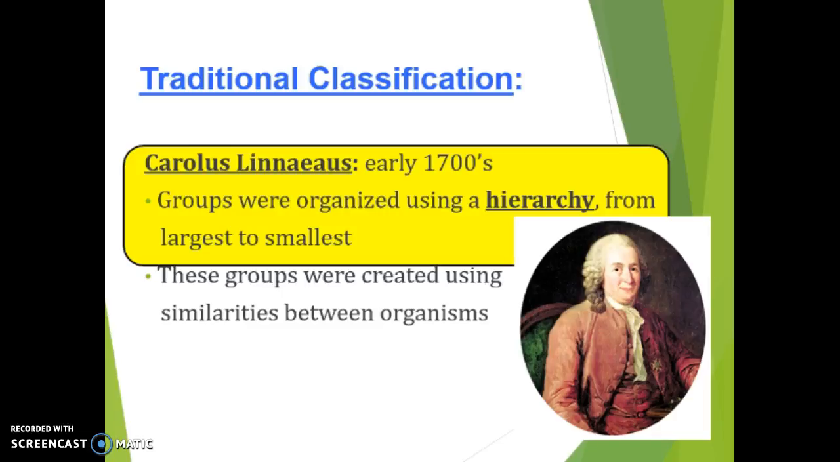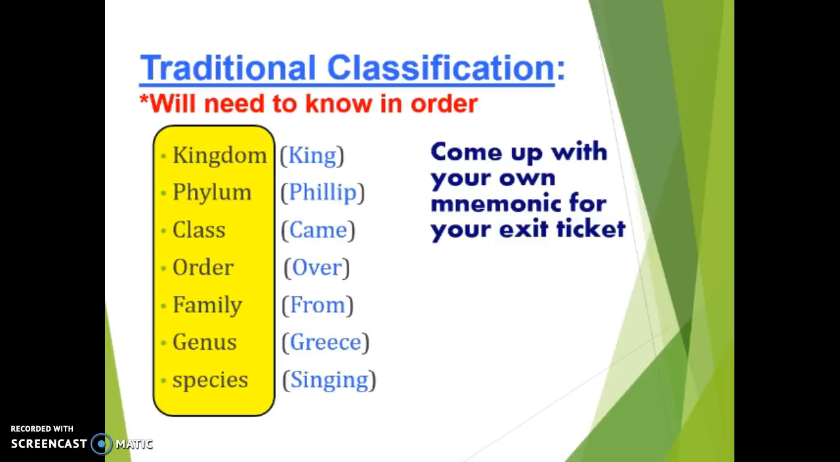So if organisms had claws, they'd probably all be together. If they had fins, they were all together. Okay, when we look at traditional classification, remember your exit ticket today is to come up with a mnemonic for these, and I just put mine here as well.